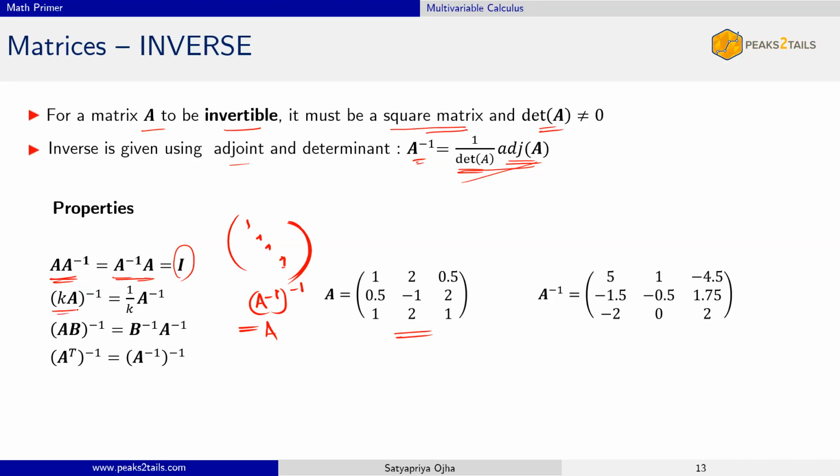Scalar times A, whole inverse is scalar comes out as 1 by k. Please don't take it out as k because we are doing inverse. What is inverse of 5? It's the same understanding that we have, right? 1 by 5. So it comes out as 1 by k and then A inverse. AB whole inverse is B inverse A inverse, similar to transpose operation. Please remember the order changes. B inverse A inverse.